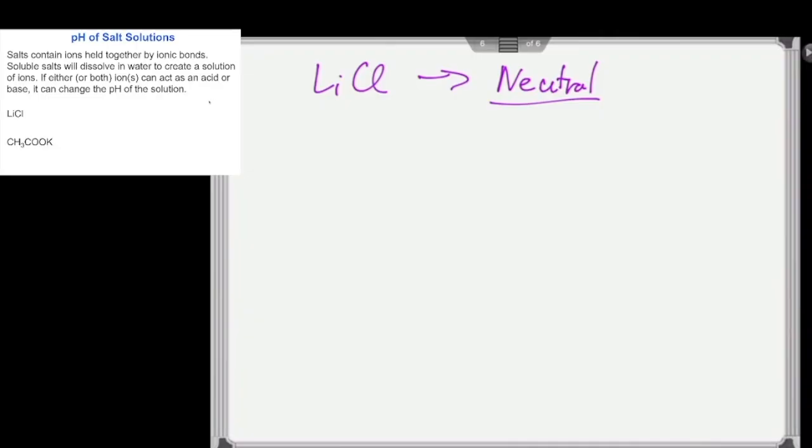However, these other two guys, they do something special. The next guy, CH3COOK and CH3NH3Br, these guys are what we call non-innocent.